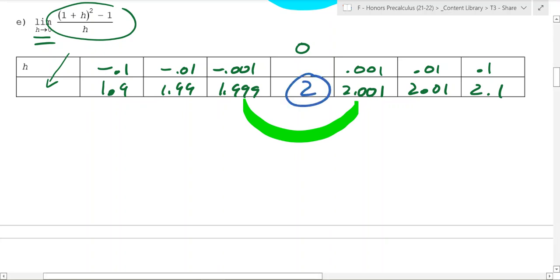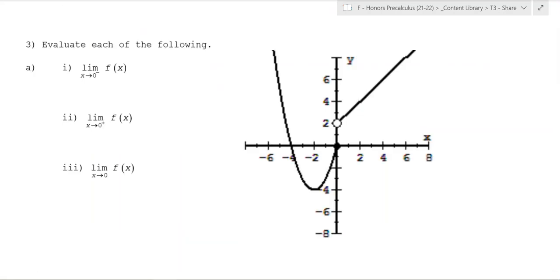And this is the way in which tables can be really helpful. There's nothing much we can do to this to simplify it algebraically, so this table is a way to get the limit. We say the limit here would be 2. It's pretty cool. Another way to take limits is from the left and from the right and by being given a graph.